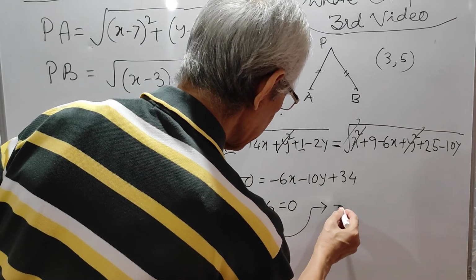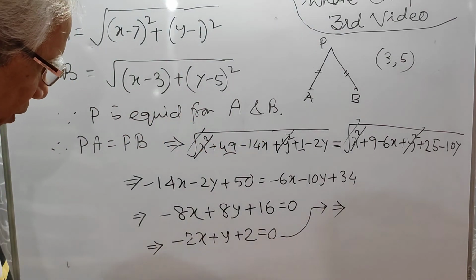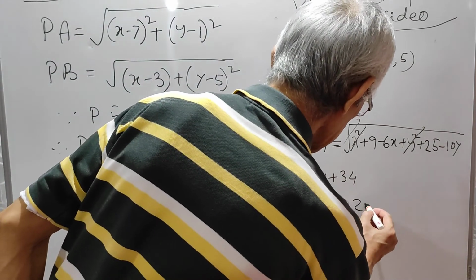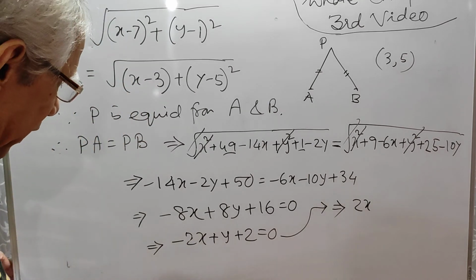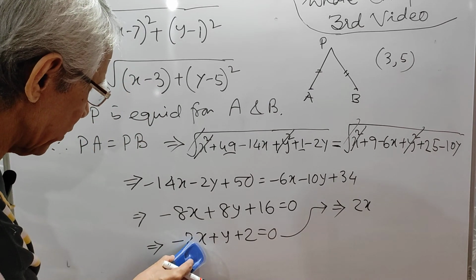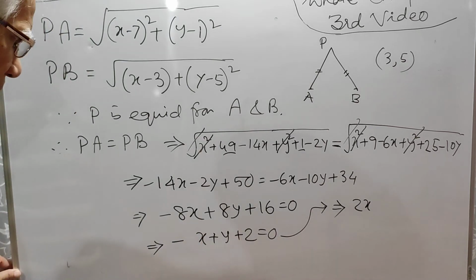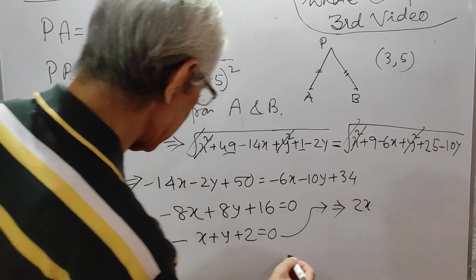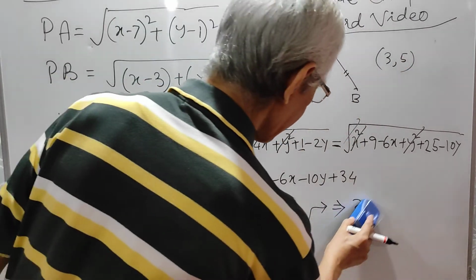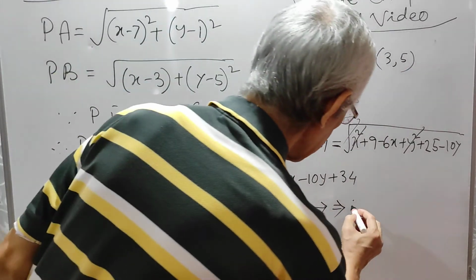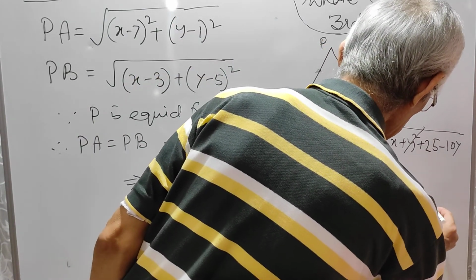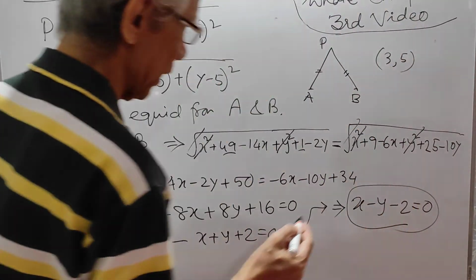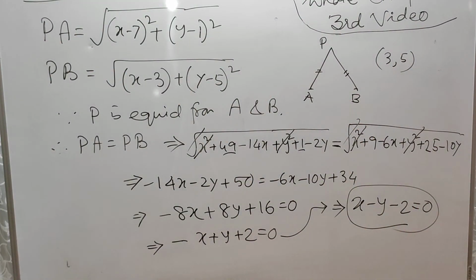I am writing here, it gives what? So now we change the sign, 2x plus, if you divide by 8, you get only x. Only x. Yes, so minus x plus y, and if we change the sign, x minus y minus 2 equal to 0. So that is the answer. X minus y minus 2 equal to 0.